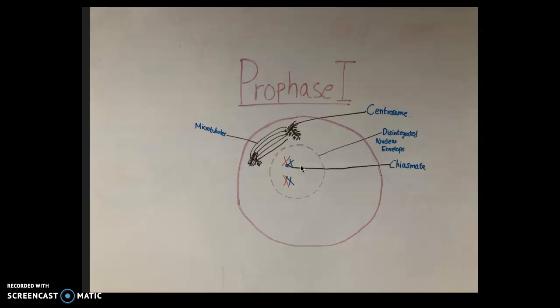Later in prophase 1, microtubules from one pole or the other attach to the two kinetochores, protein structures at the centromeres of the two homologs. Then the homolog pairs move toward the metaphase plate.